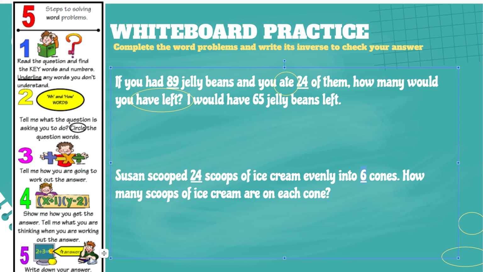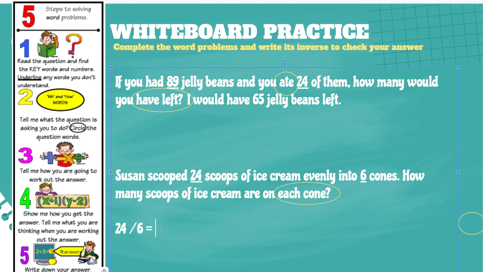Now we need to circle the question words. So I can see here, how many scoops of ice cream are on each cone? On each cone, that's asking us to count how many scoops of ice cream are in each collection. Okay, so let's put this in an algorithm. So 24 divided by 6 equals, now I'm using the slash button because I don't have a division button on my keyboard. So that means divide. Okay, so 24 divided by 6.